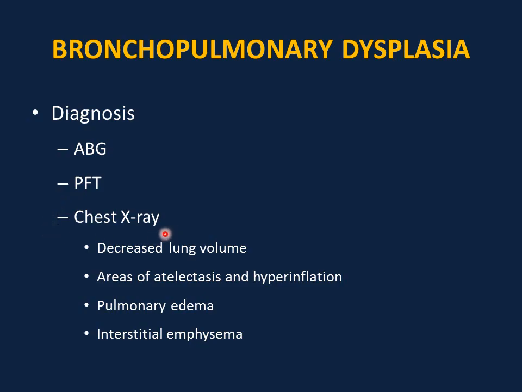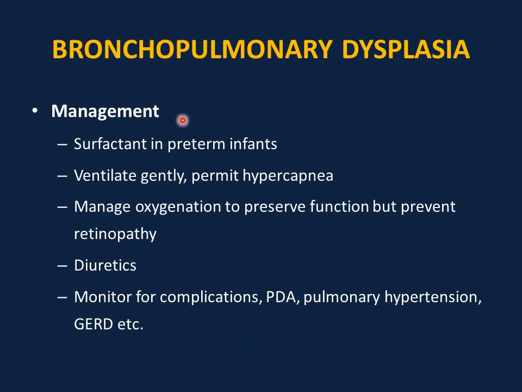The characteristics of a chest x-ray: you will see decreased lung volume, areas of atelectasis and hyperinflation, pulmonary edema, and interstitial emphysema. Management of bronchopulmonary dysplasia: surfactant in preterm infants after birth.